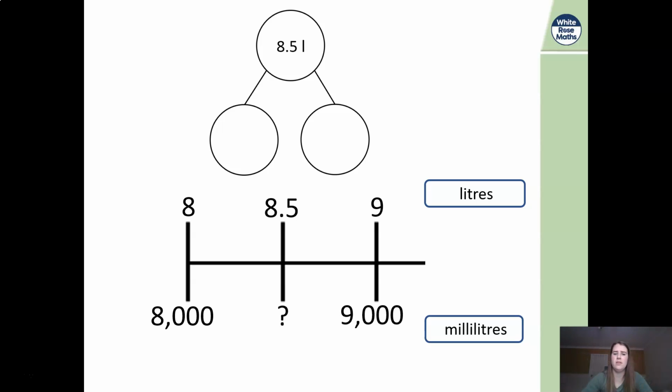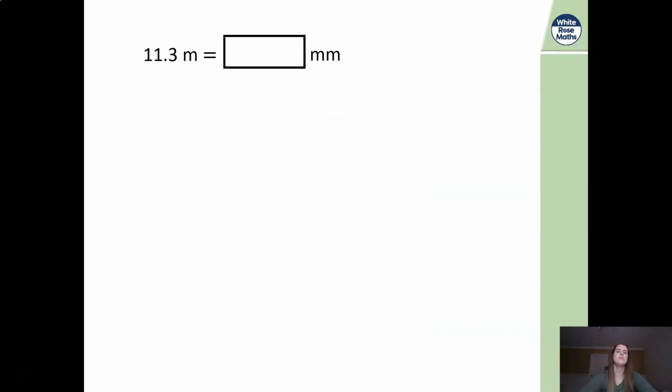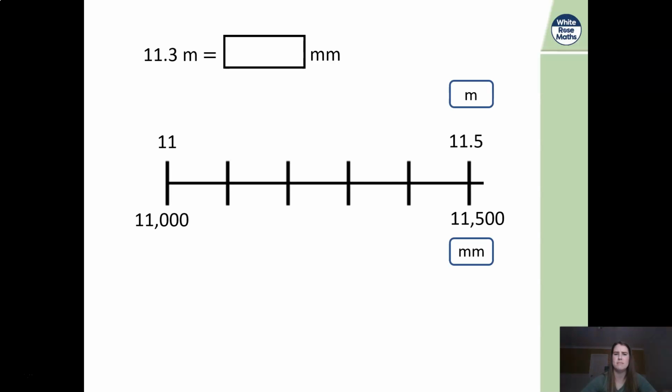So we've got 8.5, because that's the total that we've got here in the middle numbers. So we need to think, well, we've got the whole number there, which is going to be 8 litres, and then we've got our decimal, which is going to be 0.5 litres. If we now convert that into millilitres, we know that that's going to be 8,000, and we know that half of that's going to be 500. Okay, add that together, that would give you the 8,500. Easy peasy, lemon squeezy. So let's work out how we're going to get from 11.3 metres to millimetres.